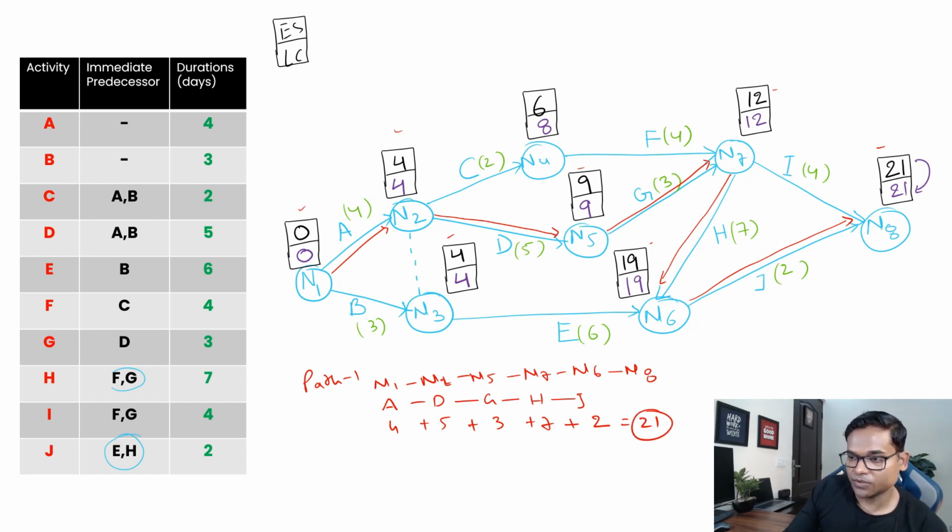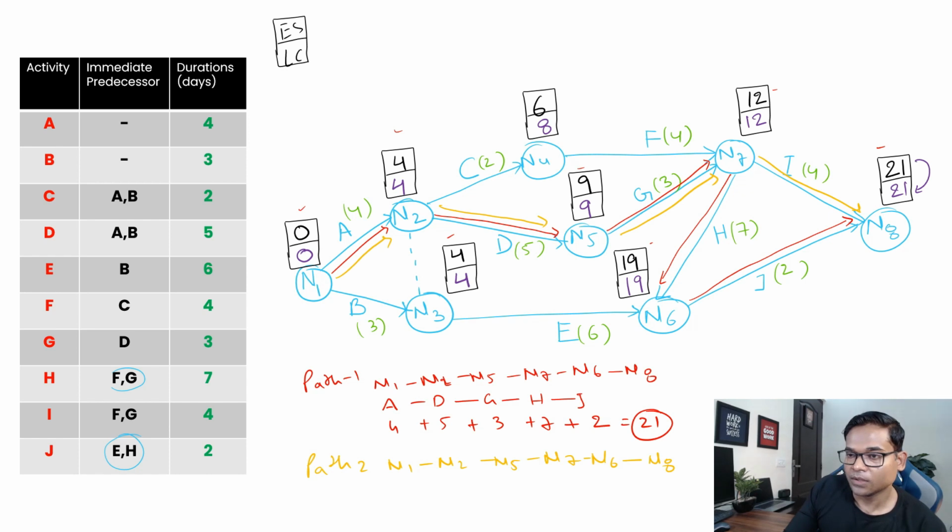Now if you see path 2, let's draw path 2 in some other color. Path 2 will again start from here. We'll go here and then we'll come here. Now here we have two options. The first option we have already taken. Now we can go here and then reach node 8. So in this path 2, it's taking node 1 to node 2 to node 5 to node 7 to node 6 to node 8.